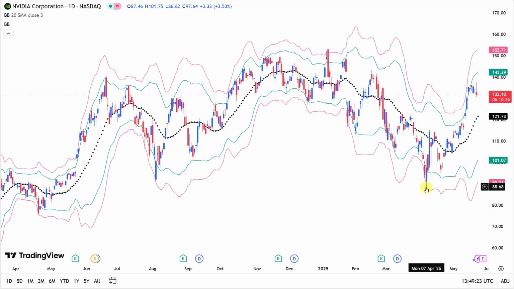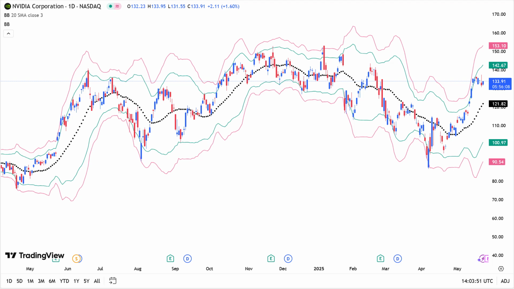So I want to buy at an extreme low, and I want to sell at an extreme high. I want to buy cheap and sell expensive. That's how businesses make money.